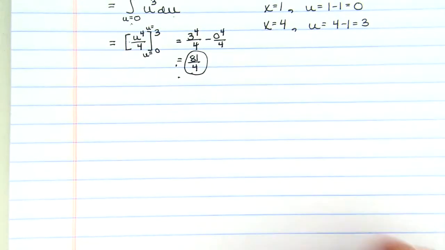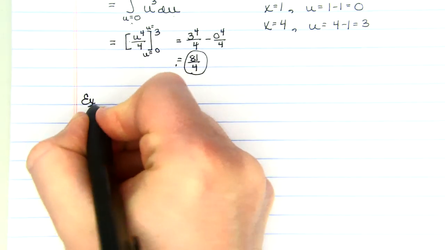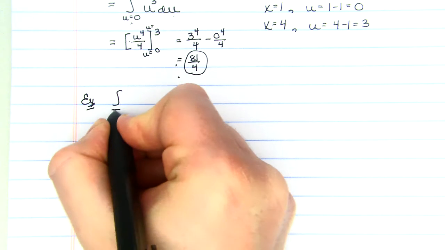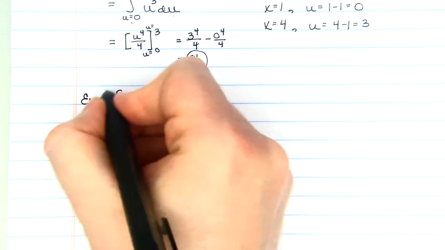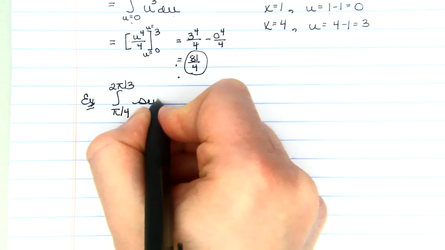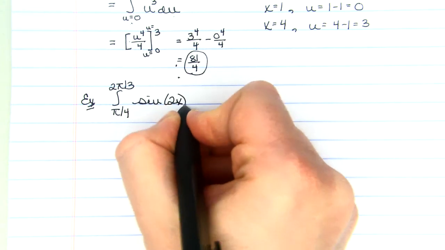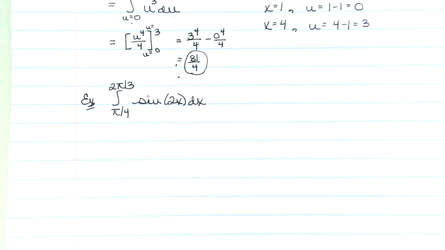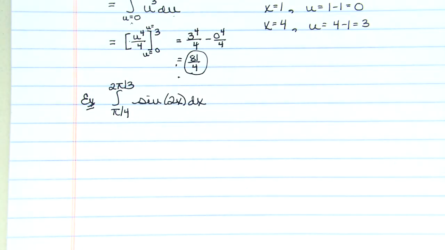Let's take a look at this one. Let's try the integral from pi over 4 to 2 pi over 3 of the sine of 2x dx. Please tell me what u should be and what du should be.